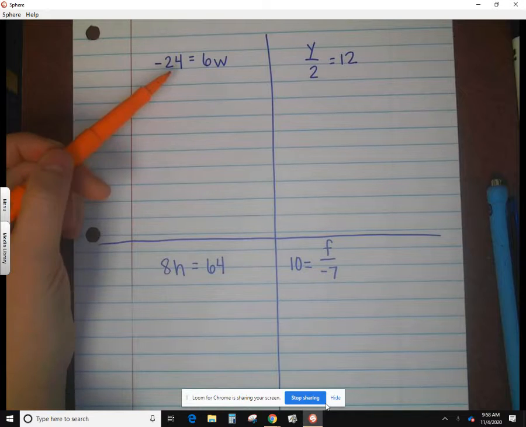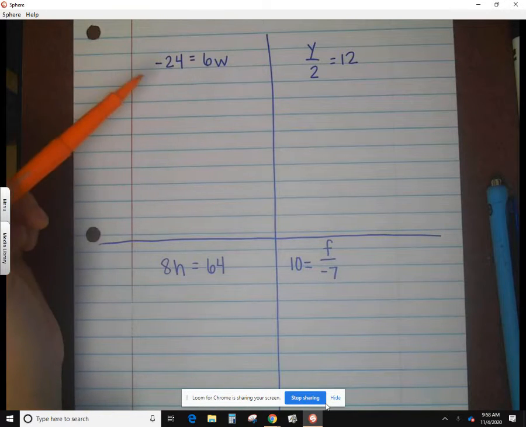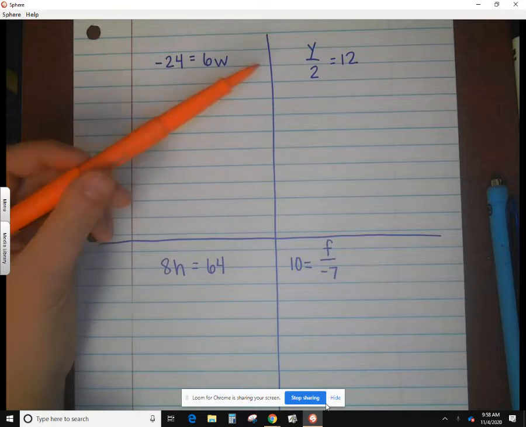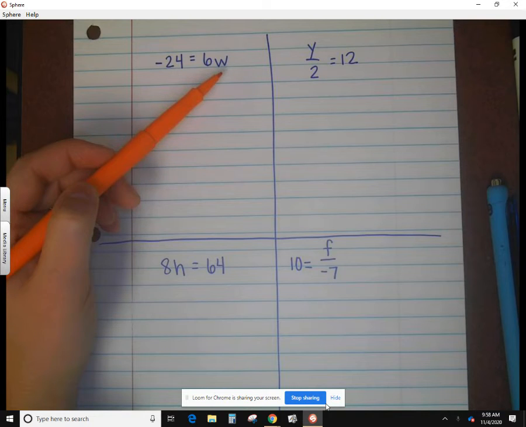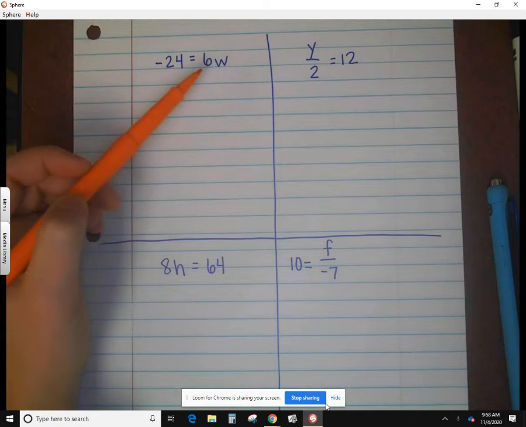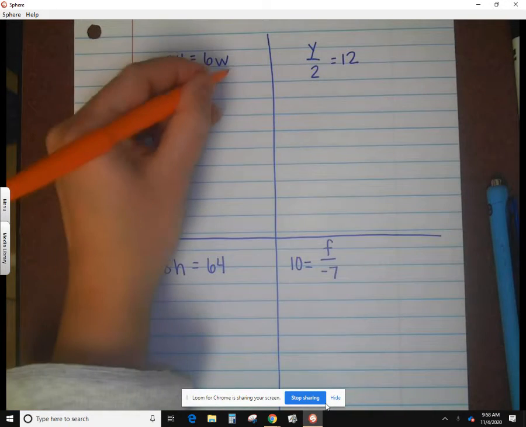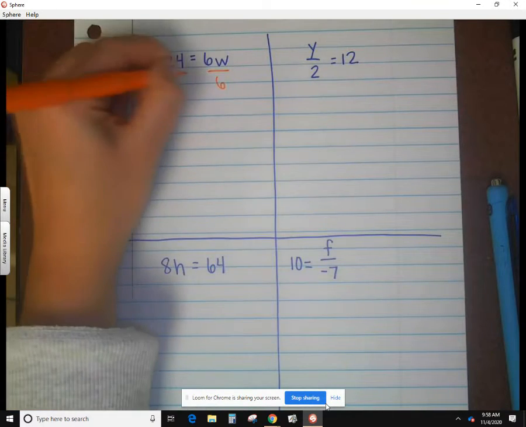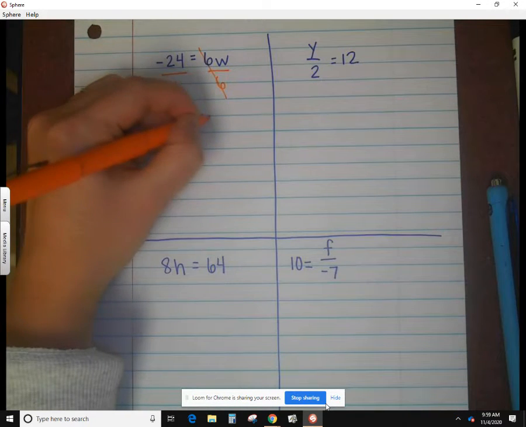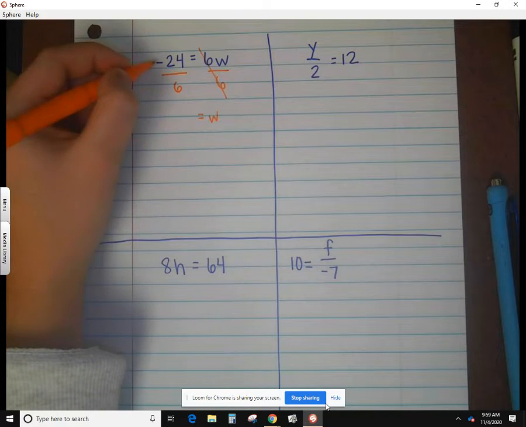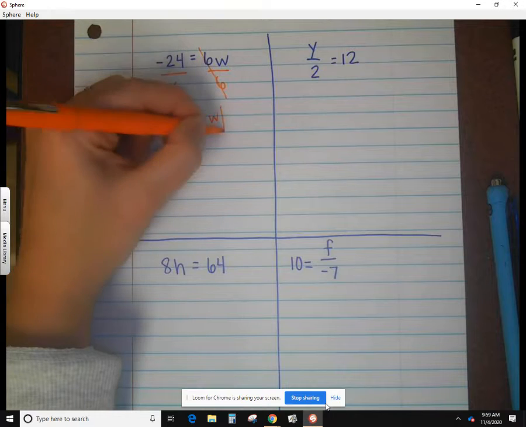So in this first example, notice the W is on the right-hand side. We're used to seeing most equations with the variable on the left, but it can be on either side. Our goal is still the same. We want to get our variable by itself, so we're trying to get rid of the 6 that's right next to the W. Because that's multiplication, we're going to do the opposite. We're going to divide both sides by 6. That's going to cancel out, leaving just W on that side. And then we've got a negative divided by a positive, so that's going to give us -4.